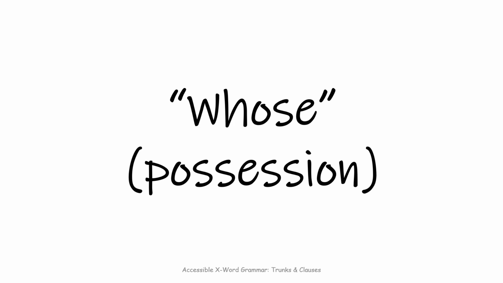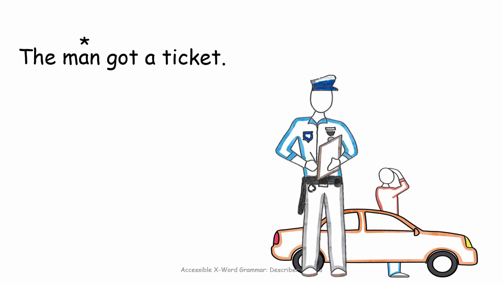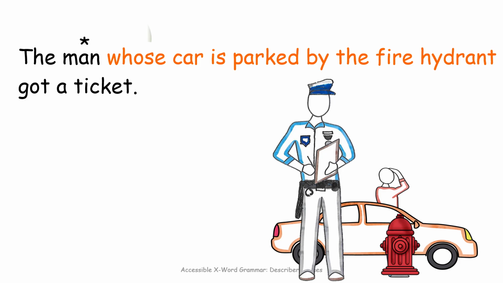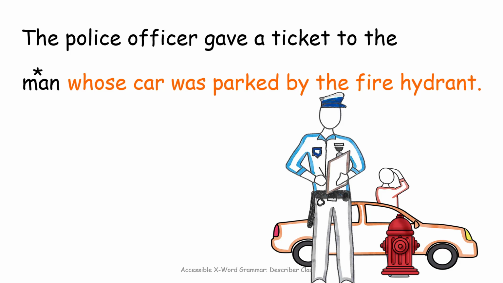Whose describes possession. The man got a ticket. The man owns the car. Use whose to show possession. The man whose car is parked by the fire hydrant got a ticket. Describer clauses always come right after the noun that they describe. We have been looking at describer clauses in subjects, but they can also go after nouns in other places in the sentence. Here, the clause describes man and comes at the end of the sentence.